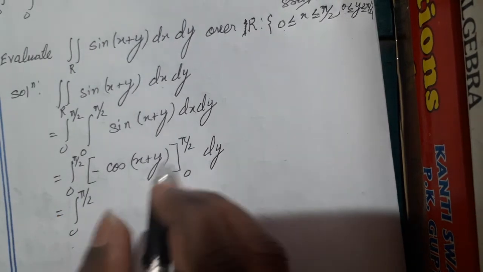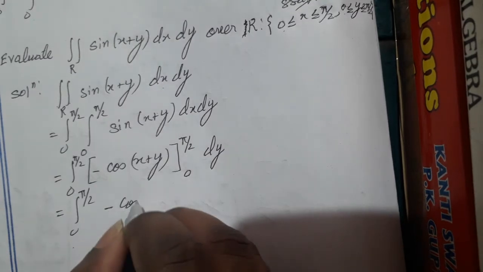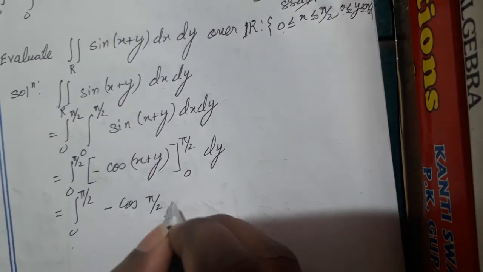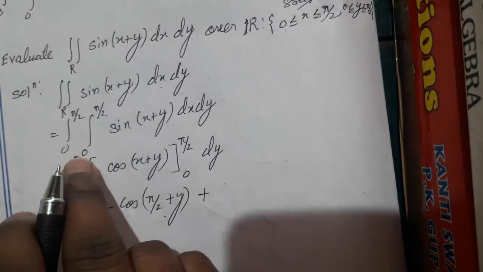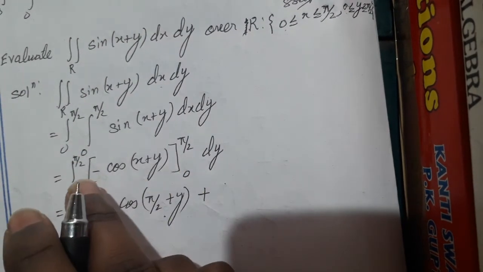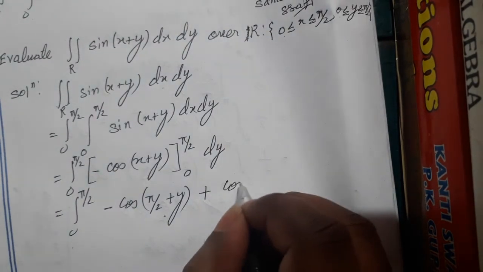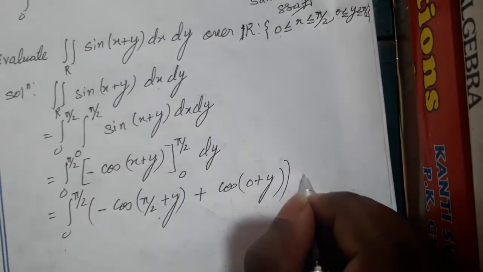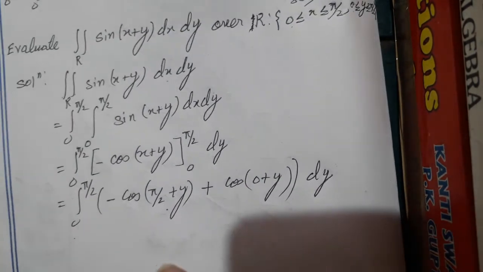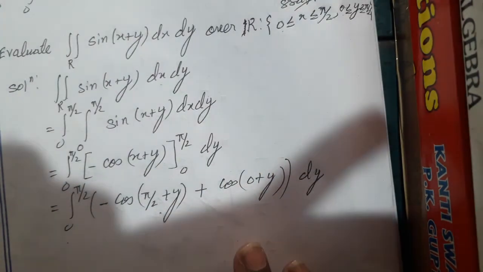Now we put down the upper limit first, so we get minus cos pi by 2 plus y. Then minus minus, when you put the lower limit you have to keep the minus, so minus into minus we get plus, so plus cos 0 plus y. And we have to integrate this with respect to dy.